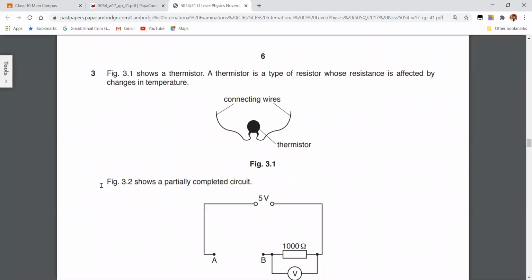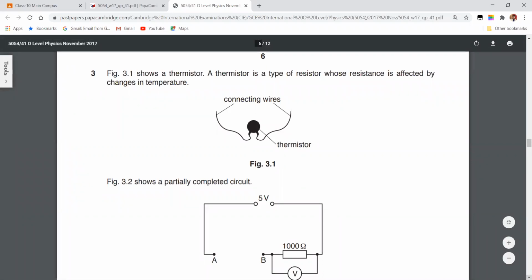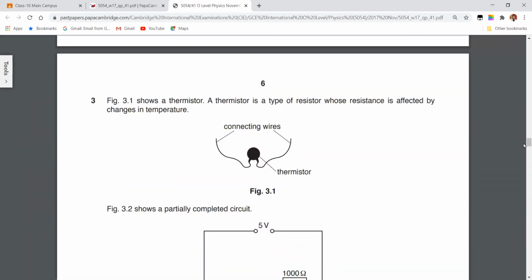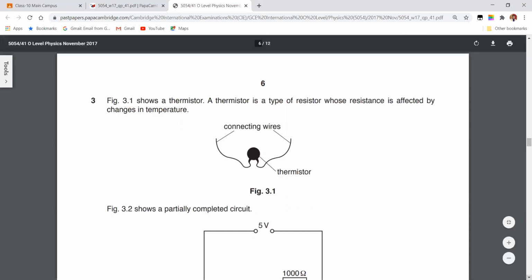Figure 3.1 shows a thermistor. A thermistor is a type of resistor whose resistance is affected by changes in temperature. So, what is a thermistor? A type of resistor whose resistance is affected by changes in temperature, and how does it change?